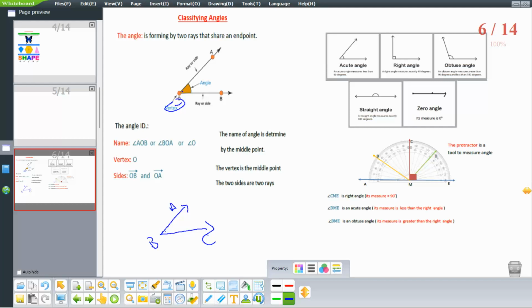So we have the zero angle equal to 0 degrees, the right angle equal to 90 degrees, and the straight angle equal to 180 degrees. The acute angle is between 0 and 90. The obtuse angle is between 90 and 180.